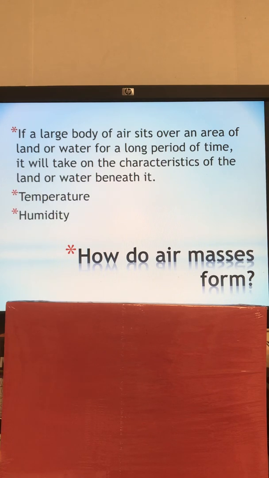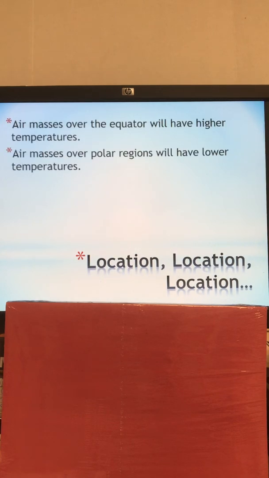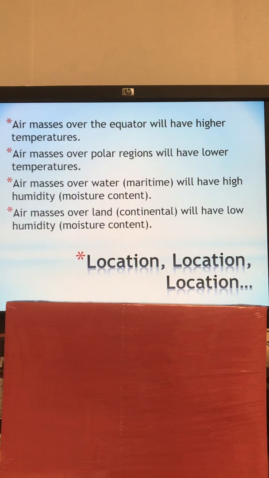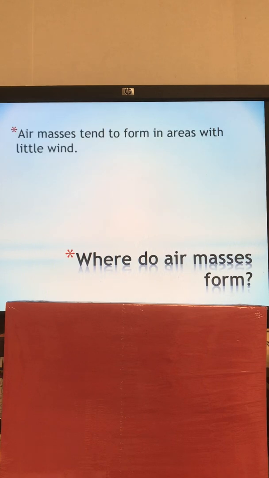Temperature and humidity are the two things, once again, that make an air mass what it is. Okay? Location. Air masses over the equator have higher temperatures. Air masses over the polar regions have lower temperatures. That is pretty easy to think about. Polar regions are cold, so the air that sits in that area is going to be colder. The equator is warm. It's tropical, so you'll have higher temperatures. Air masses over water have high humidity. Air masses over land have lower humidity. We talked about that a minute ago.